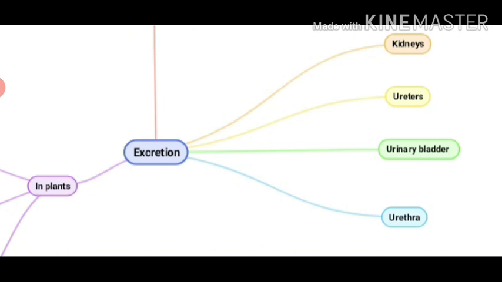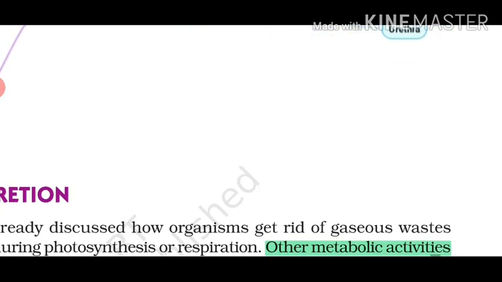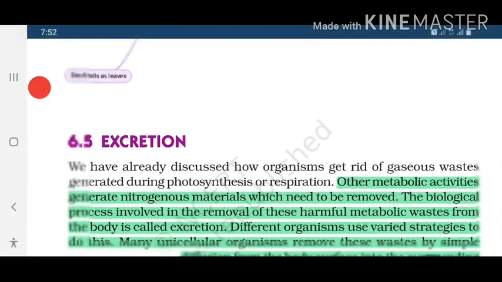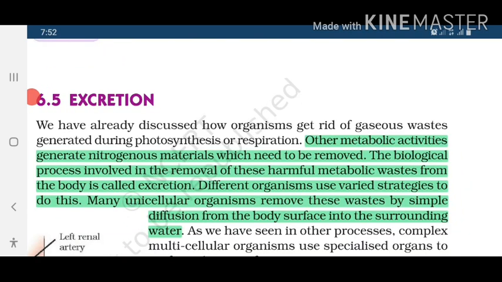In humans, excretory system consists of 2 kidneys, ureters, urinary bladder, and urethra. As a result of metabolic activities, nitrogenous waste such as urea, uric acids are produced in our body which need to be removed, and the biological process that is involved in the removal of these harmful metabolic waste from the body is called excretion.